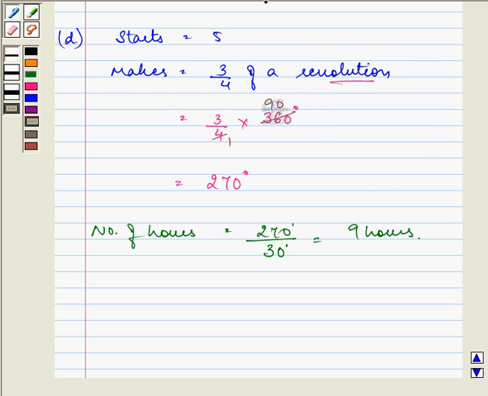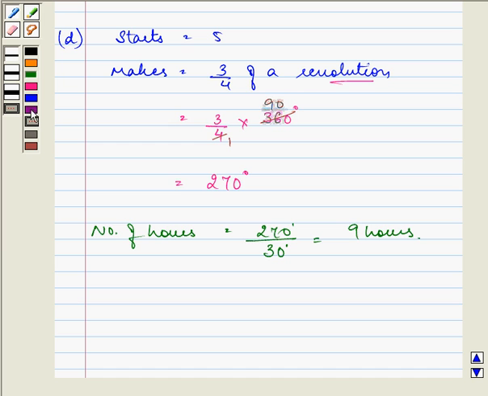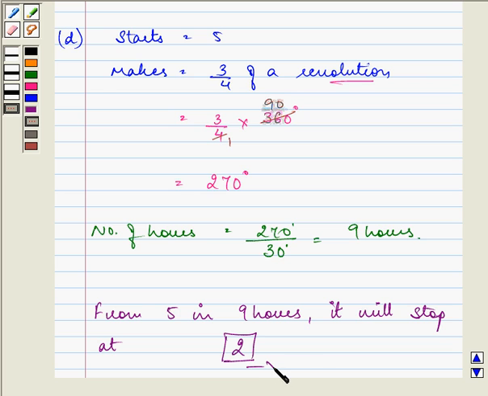Now after 5, count 9 hours. 1, 2, 3, 4, 5, 6, 7, 8, 9. So it will stop at 2. From 5 in 9 hours it will stop at 2. Right. So this was how we found our required answer.